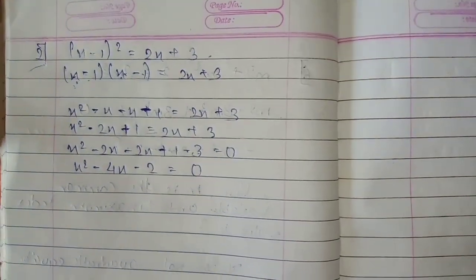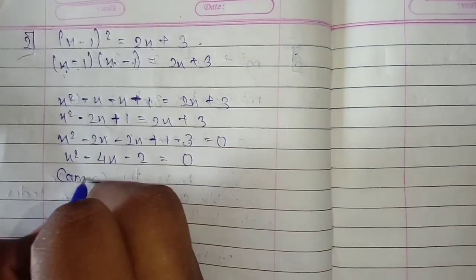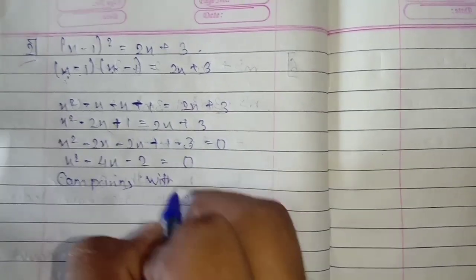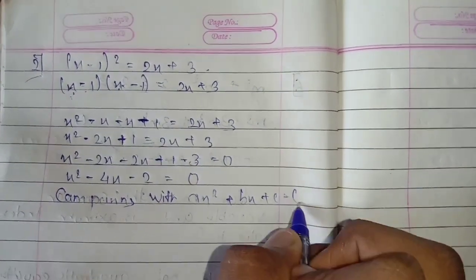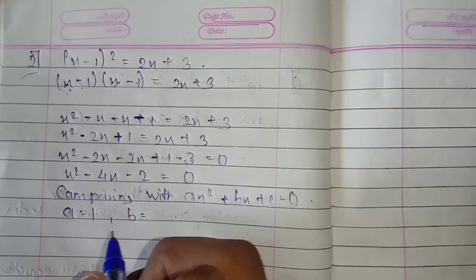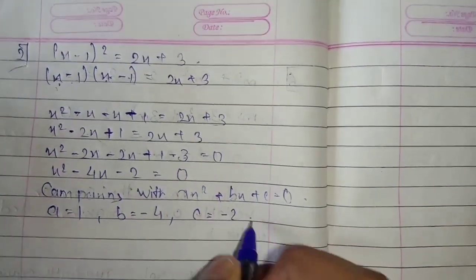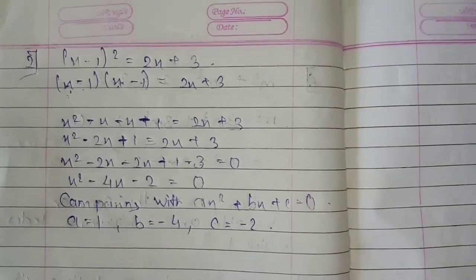So now it is in the form of ax square plus bx plus c is equal to 0. So comparing with ax square plus bx plus c is equal to 0, the a value is 1, while the b value is minus 4, while the c value is minus 2. So like this we'll solve question number 2, and now we'll solve question number 3.